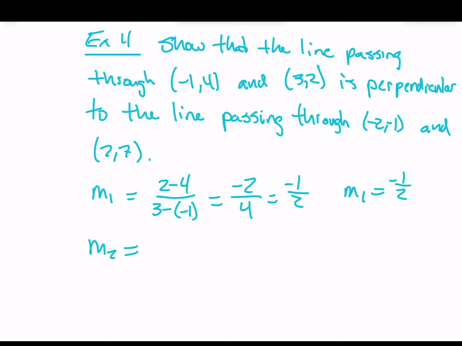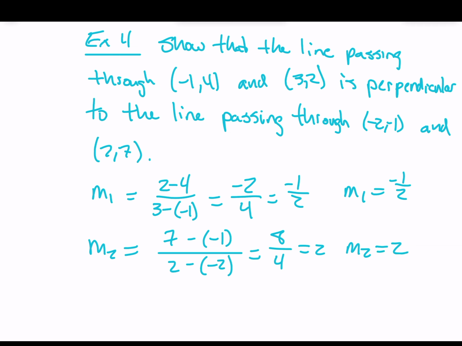Let's find the slope of the second line using the points (-2, -1) and (2, 7). So we have 7 minus a -1 divided by 2 minus a -2. 7 minus a -1 is the same as 7 plus 1, or 8. 2 minus a -2 is the same as 2 plus 2, which is 4. And 8 divided by 4 is 2. So M2 is equal to 2.